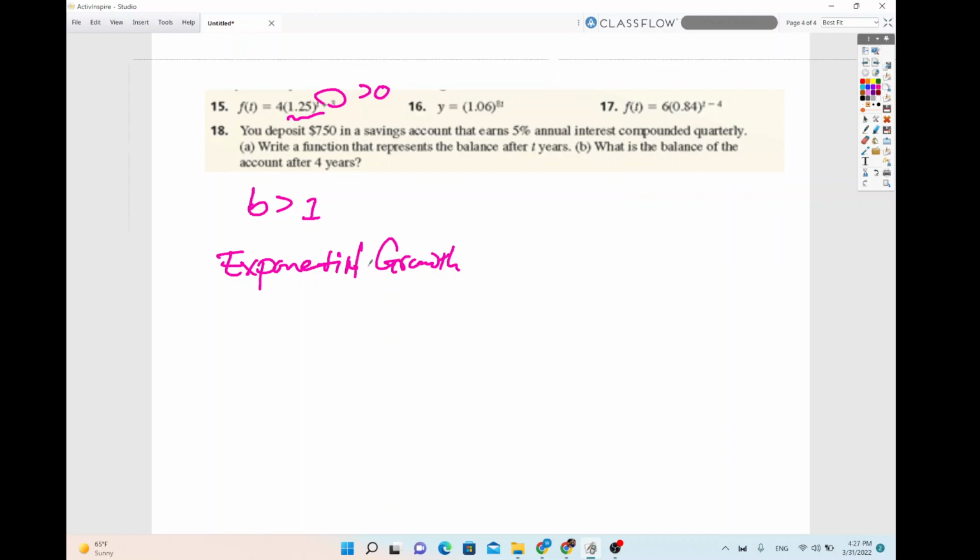Okay, so now what about the other one? Would that be the same kind of situation? y equals 1.06 to the power of 18. It is. Again, if the base is greater than 1, and we do know it's 1.06, which is greater than 1, and the power is a positive exponent, therefore this one is also considered another exponential growth model.